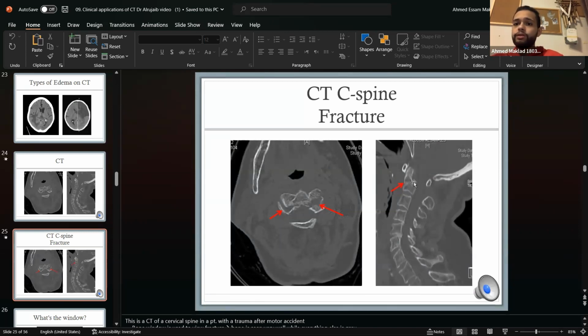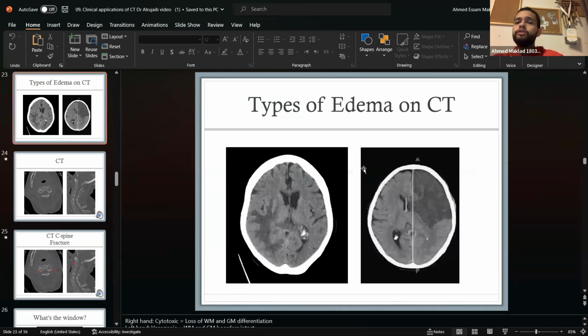You sure between the two types of edema? Yes, of course. So to differentiate between vasogenic and cytotoxic edema, all right, you need to look at one thing. Can you differentiate the white matter from the gray matter? If you can, if you can see the difference clearly, then this is vasogenic. If you can't see the differentiation, then that is cytotoxic. So take a look at this part right here and show me where's the white matter and where's the gray matter.